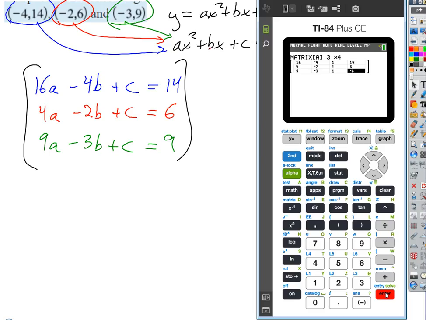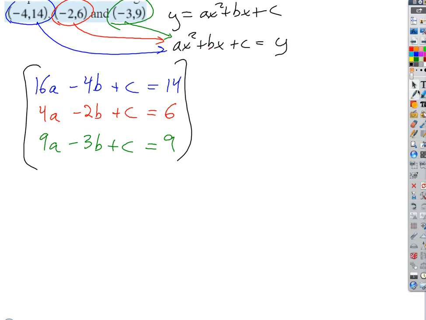Okay, once I've got all those in there, I'm just going to quit, and then second matrix, math menu, scroll up from the bottom to B. I can just go alpha B if I wanted, as a shortcut. Plug in matrix A, the matrix that I built, close parentheses, hit enter, and there are my answers, right? A is 1, B is 2, C is 6. So I would just write that out in standard form.